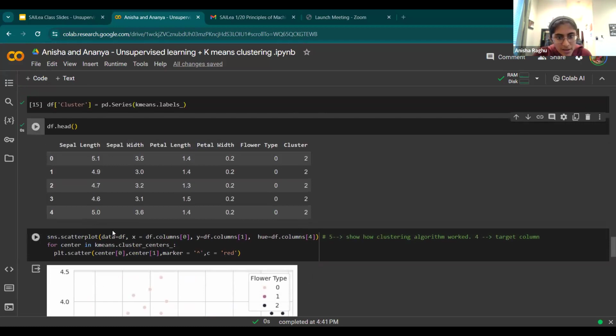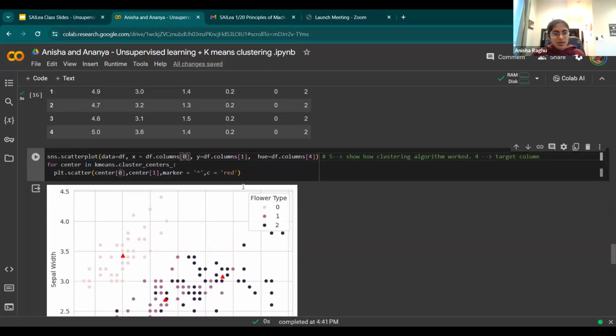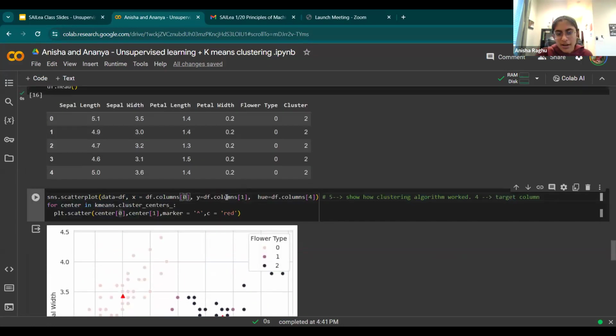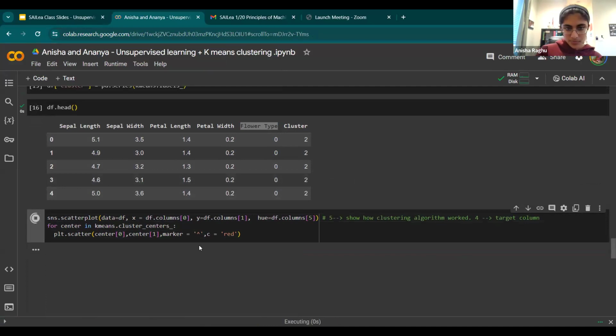So in these couple of lines, we're basically creating a scatter plot using, once again, the sepal length and sepal width as our x and y axes, and we're having our hue be cluster. Or well, in this case, when we say 4, it's actually going to be the flower type, but we can change this to 5 to see how well the clustering algorithm worked. So I'm just going to run this cell.